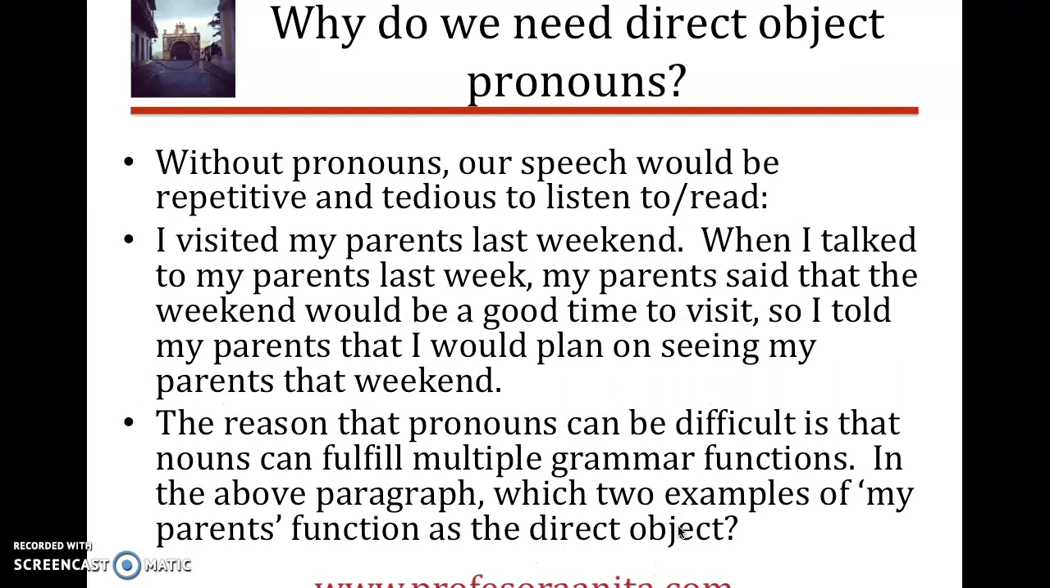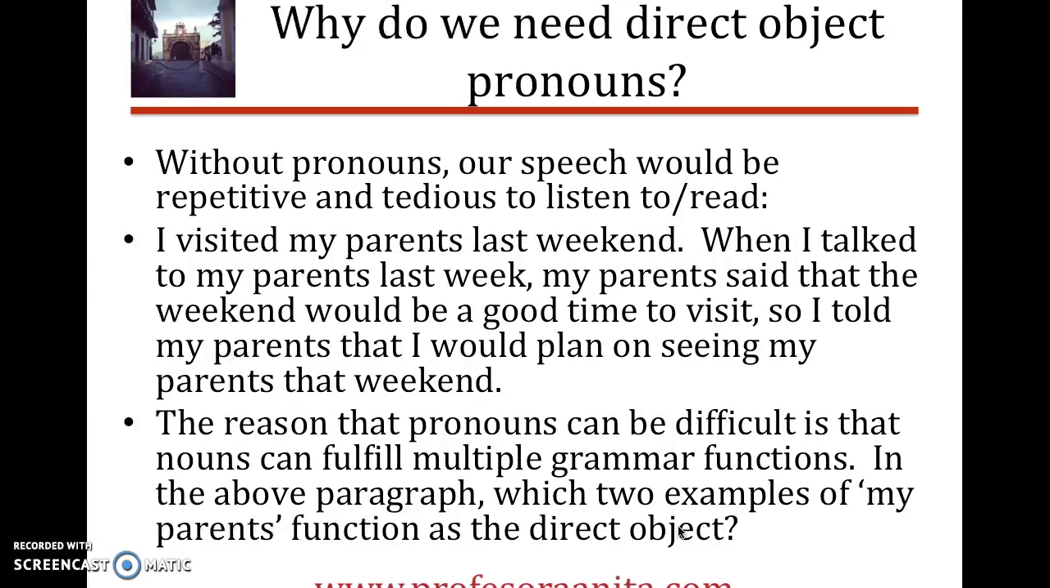So then why do we need direct object pronouns? And that's because if we don't use pronouns, our speech would be repetitive and tedious to listen to or read. So if I say, I visited my parents last weekend. When I talked to my parents last week, my parents said that the weekend would be a good time to visit, so I told my parents that I would plan on seeing my parents that weekend. Tedious, yes. So we replace my parents with pronouns so that we're not repeating ourselves over and over and over again.